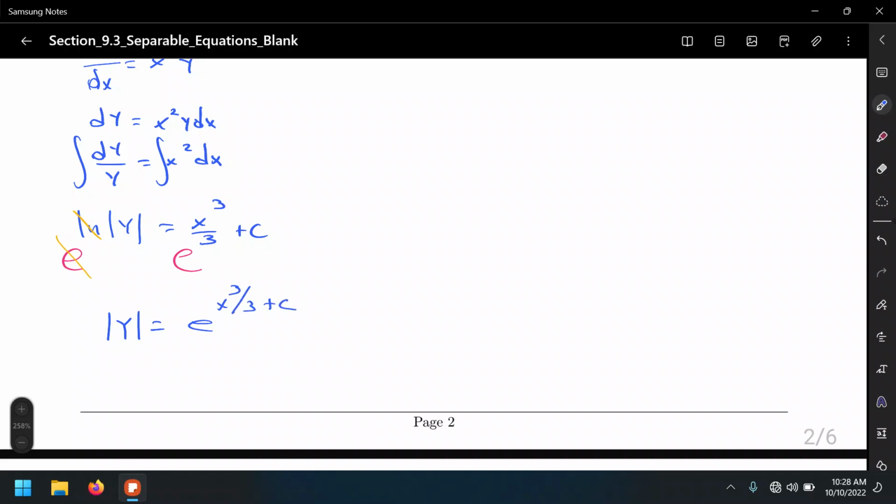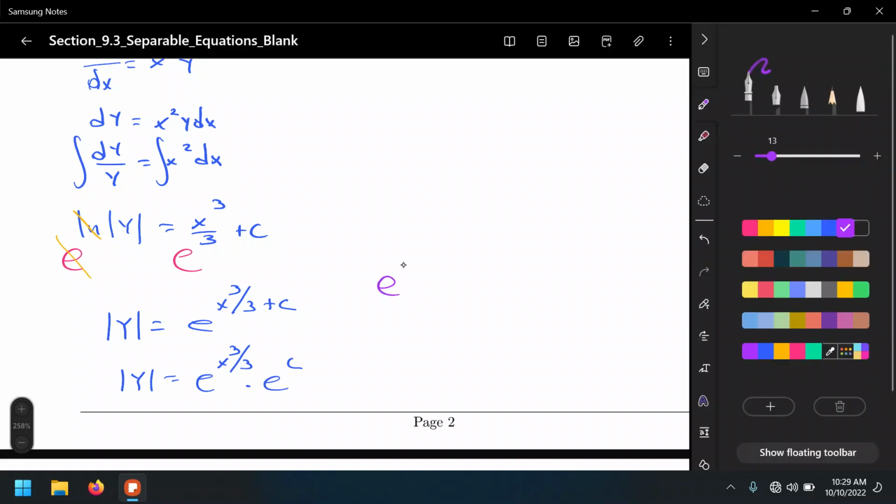I'm going to look at the absolute value bar after I'm done simplifying the exponential on the right hand side. Again, we're going to use the law of exponents for e to the a plus b, but backwards, not the way we used it before. So this will be the absolute value of y equals e to the x cubed over 3 times e to the c. In general, whenever we have e to the a plus b, this is the same as e to the a times e to the b. When we have the same base and we multiply, we add the exponents, or vice versa. When we have one base with an addition in the exponent, we multiply the two exponentials.